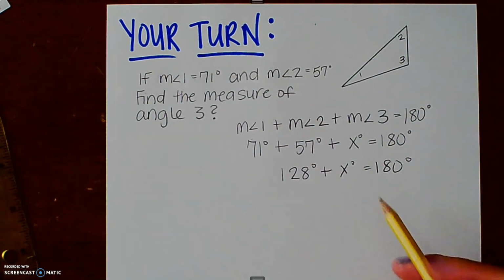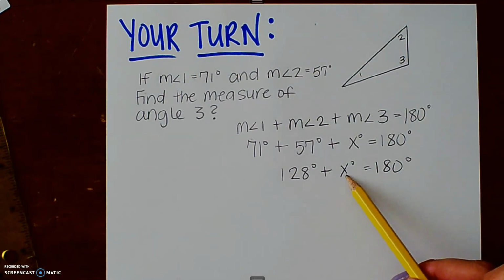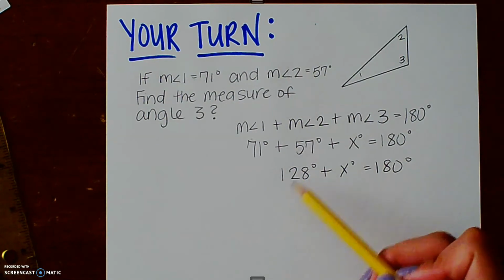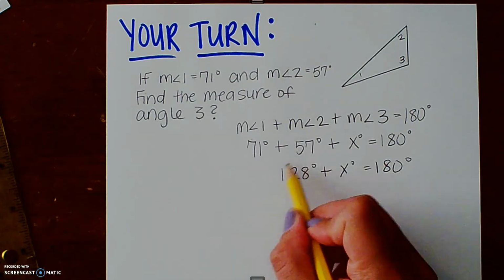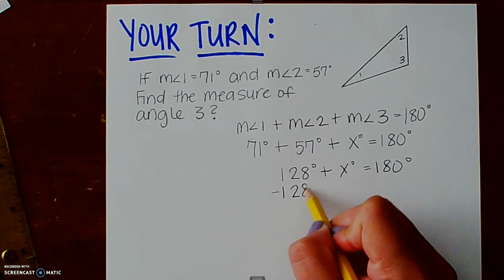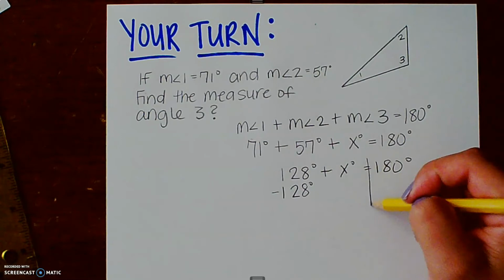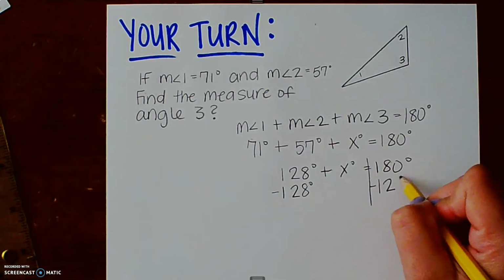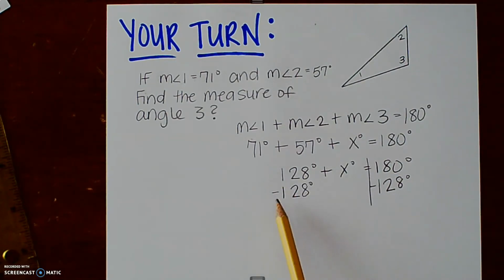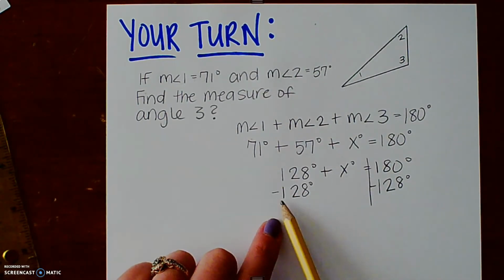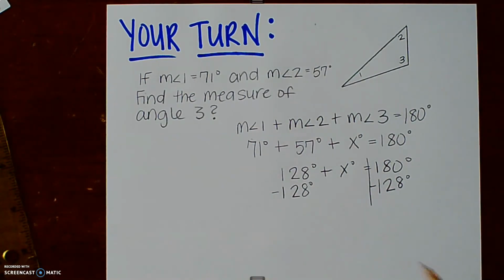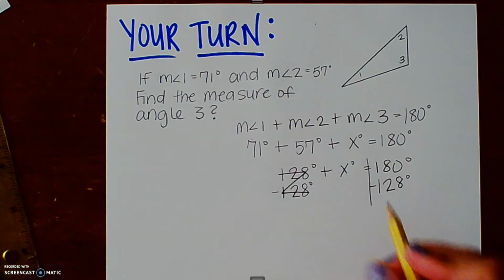Okay, and again, we are trying to get this x by itself. We are trying to solve for the missing angle. So we want to get rid of this 128 by creating 0 pairs. And again, this would be a negative 128 on both sides. So again, this creates that 0.